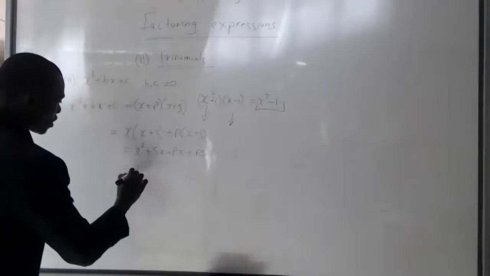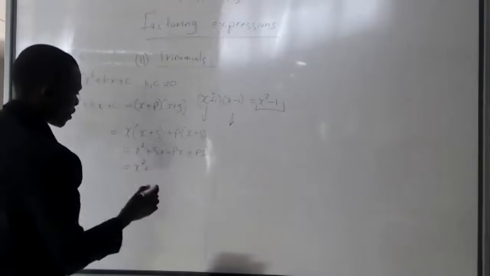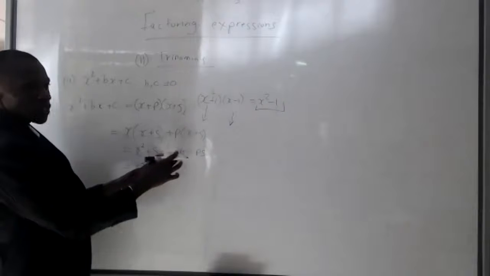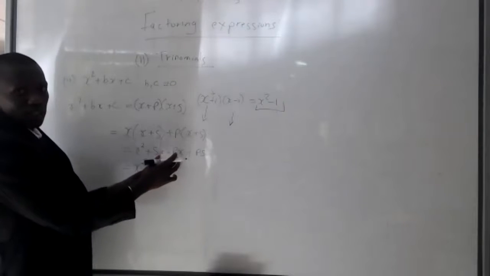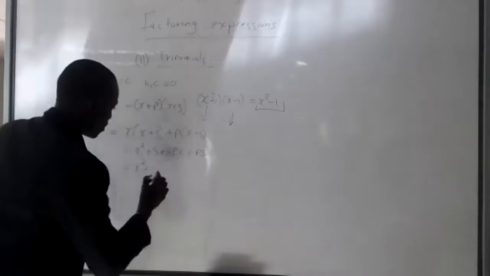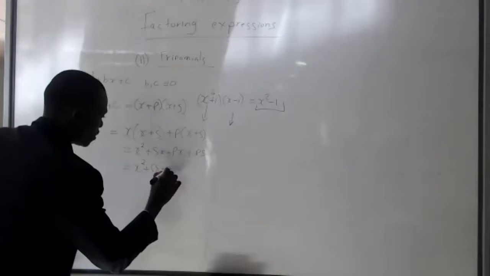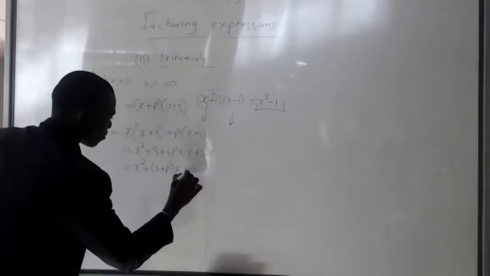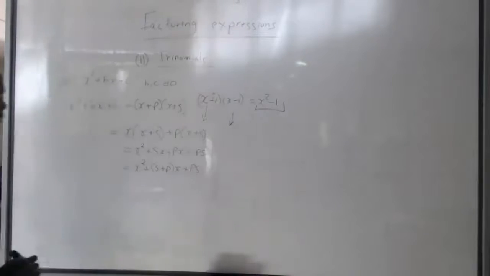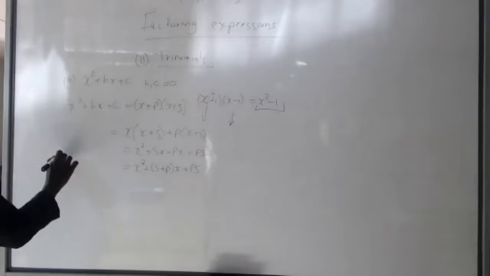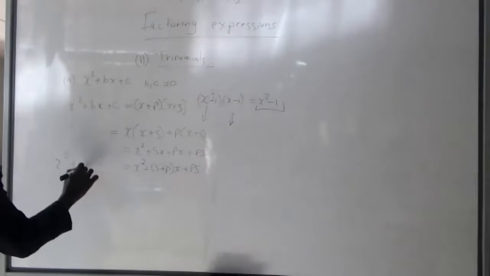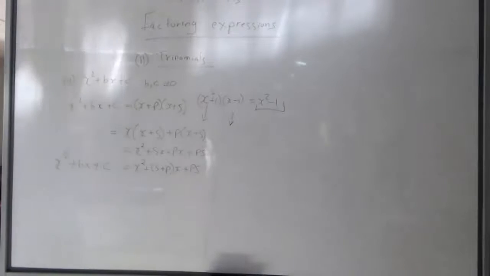So that is simply x squared. Then x is a common factor. We've just done factorization by common factors. That was the first technique. So we'll pull out x, and then we have s plus p times x plus ps. We started with x squared plus bx plus c.